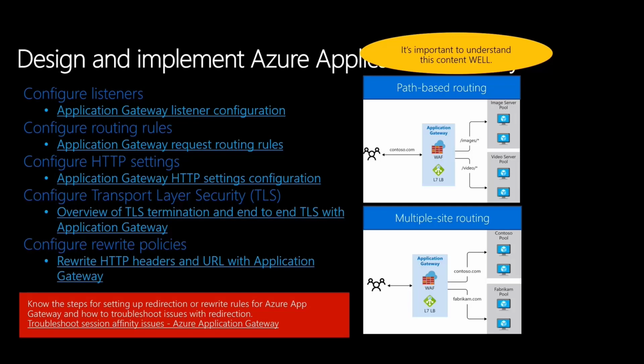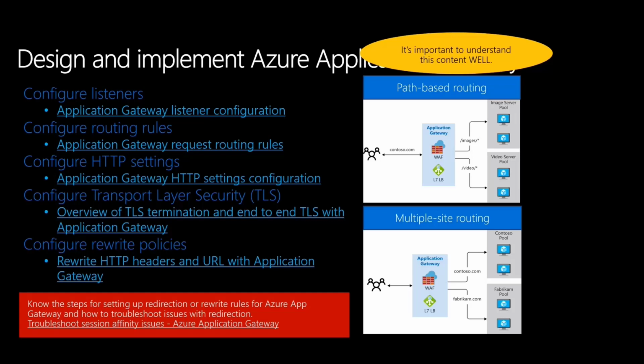When you create an application gateway by using the Azure portal, you also create a default listener by choosing the protocol and port that will be used for that listener. There are two types of routing, as we see in the diagram on the right-hand side. There is path-based routing and multiple site routing. These are really, really important concepts to understand for the exam.